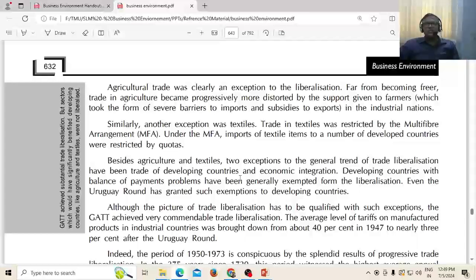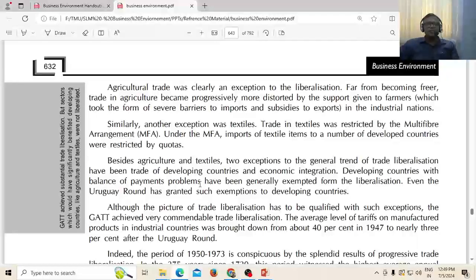Similarly, another exception was textiles. Trade in textiles was restricted by the Multi-Fibre Arrangement (MFA). Under the MFA, imports of textile items into a number of developed countries were restricted by quotas. Besides agriculture and textiles, two other exceptions to the general trade liberalization have been trade with developing countries and economic integration.